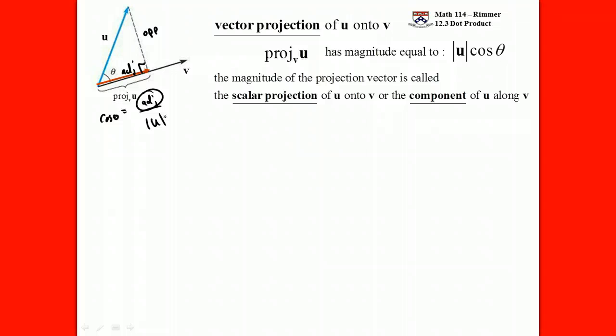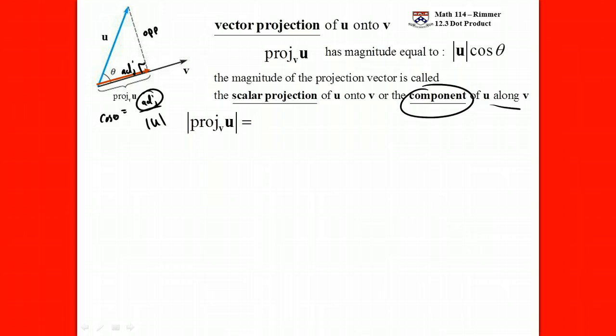This number, which represents the magnitude of this vector, gets its own name. So there's a vector projection, and then there's a scalar projection. The scalar projection is how long that vector is. It's the magnitude of your projection vector. In some books, they call it the component of u along v, the component of u in the direction of v. There's a component in the direction of v, and there's a component perpendicular to v. Any vector can be broken into two components: one that points in the direction of a vector, and one that points orthogonal to that vector.